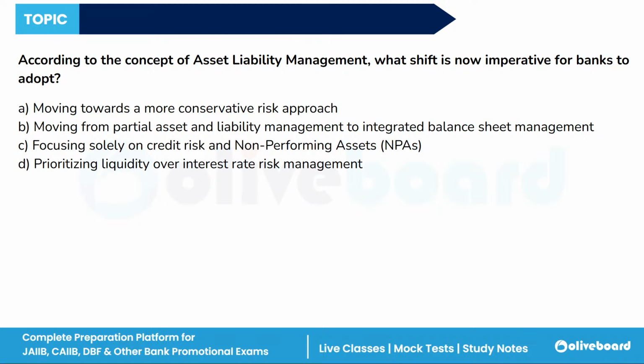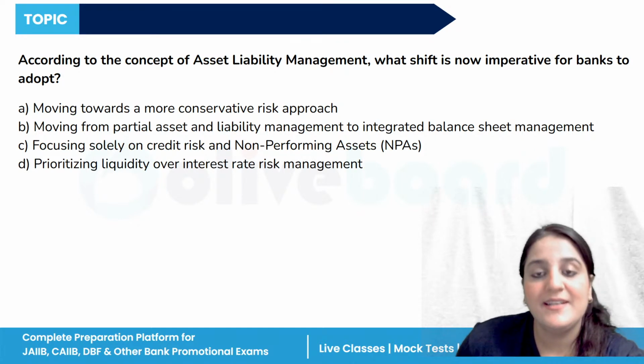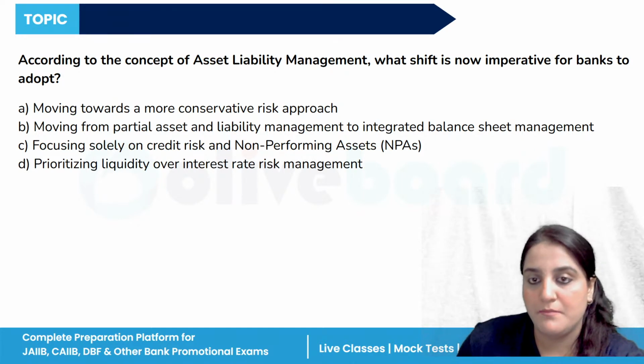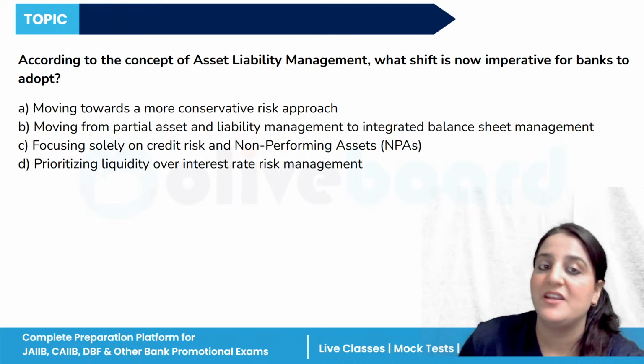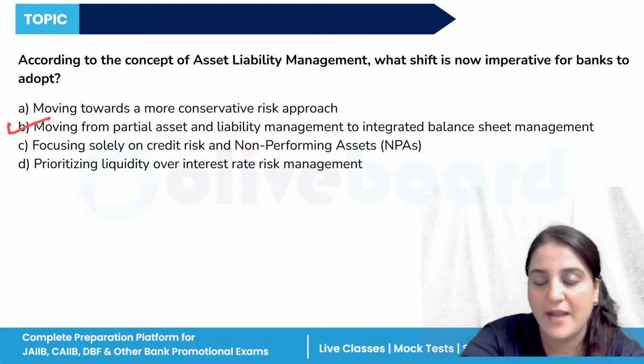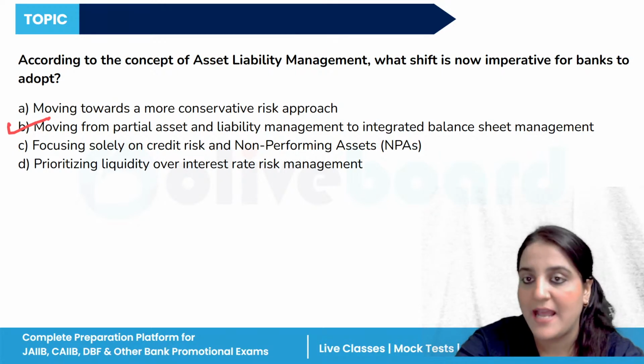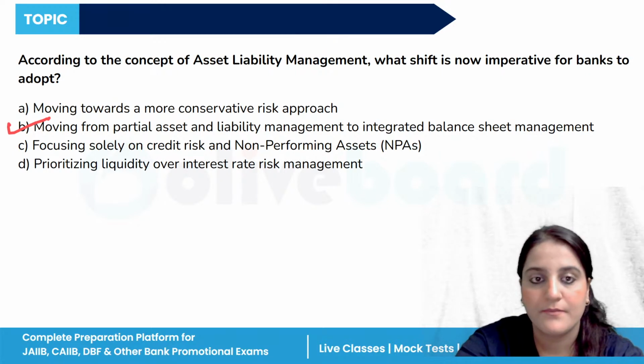So, after reading all the options, we can say the correct answer is moving from partial asset and liability management to integrated balance sheet management. This answer is correct. I told you that this is the concept for asset liability management.